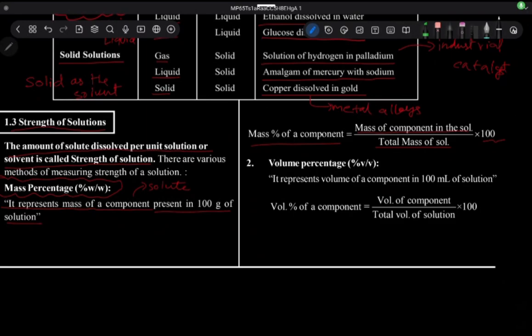Move to our second concentration term, which is volume percentage. This represents the volume of a component in 100 ml of a solution. The formula for this is: volume percentage of a component is the volume of the component divided by the total volume of the solution, into 100.